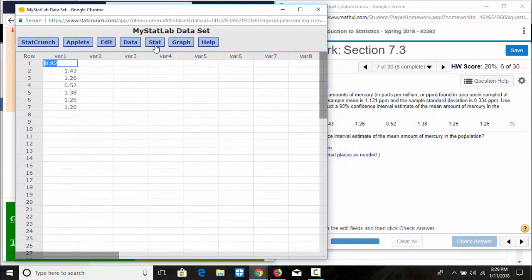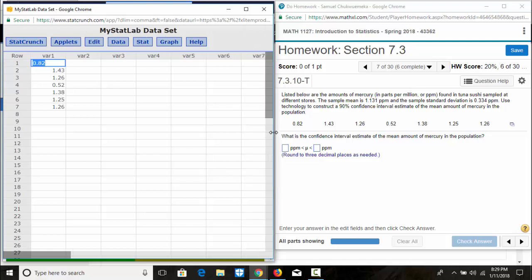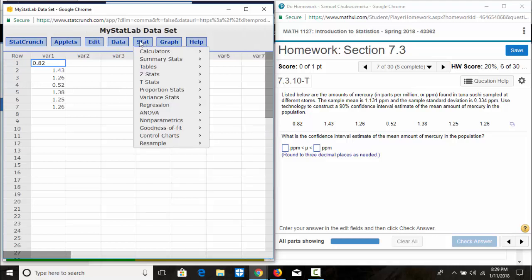You go to start. Let me put this here. Start, because we are going to use critical T, not critical Z. We're going to use critical T.